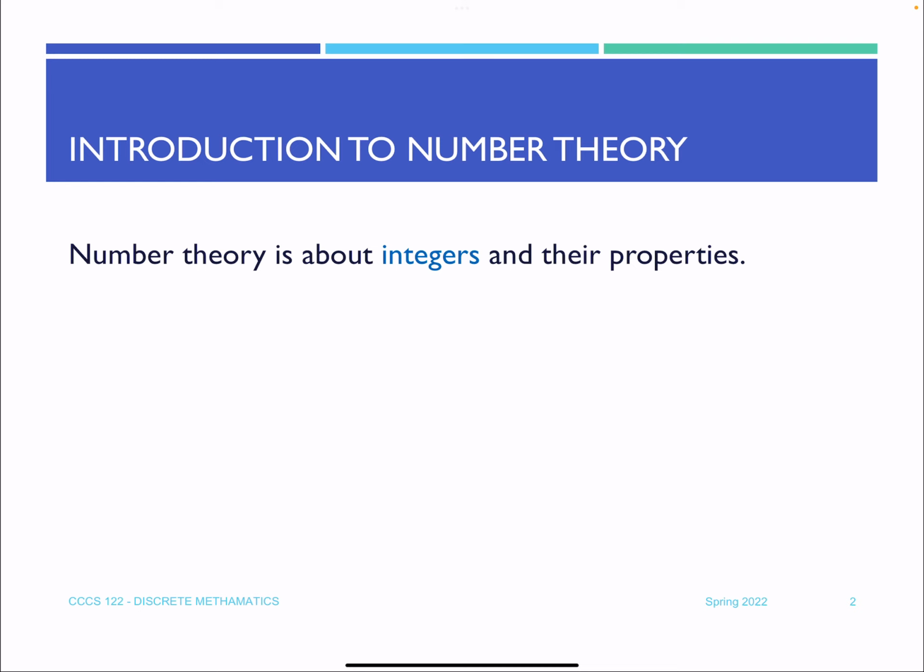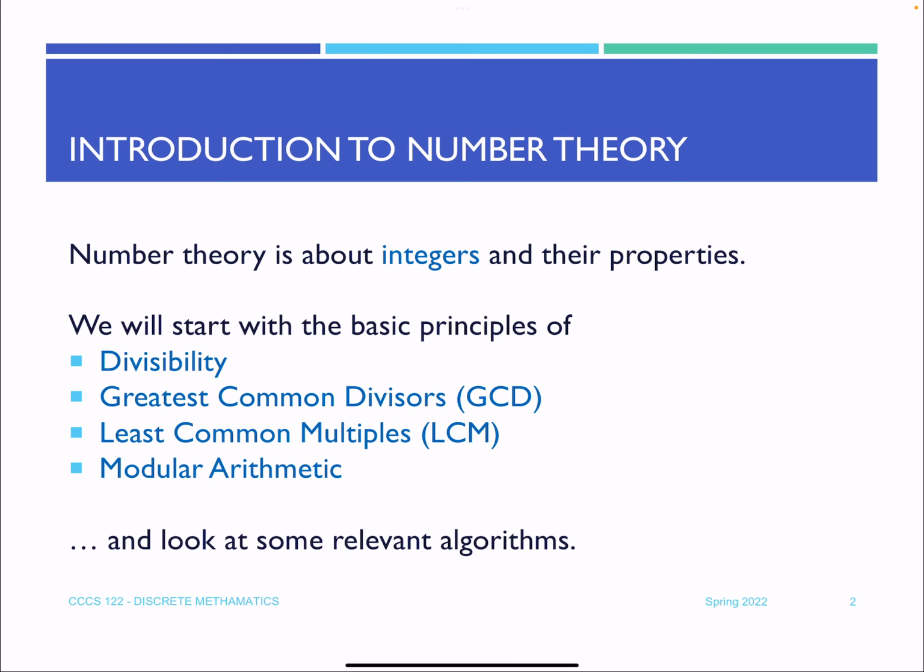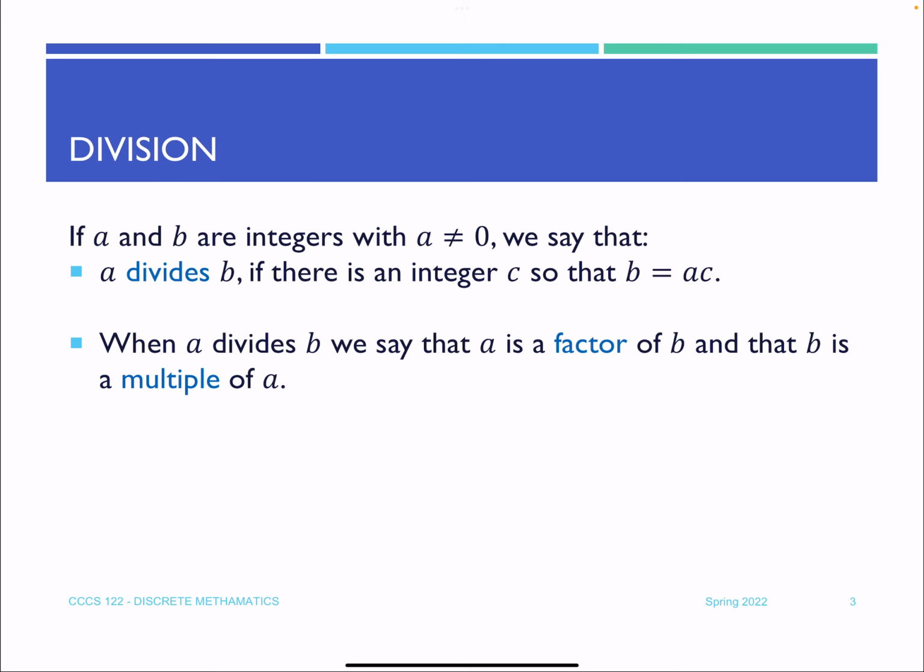So this chapter is about number theory, which deals with integer operations, integers and their properties. We'll start with a couple of basic principles such as divisibility, greatest common divisors, least common multiples, modular arithmetic, and we'll look at a number of algorithms as we go along.